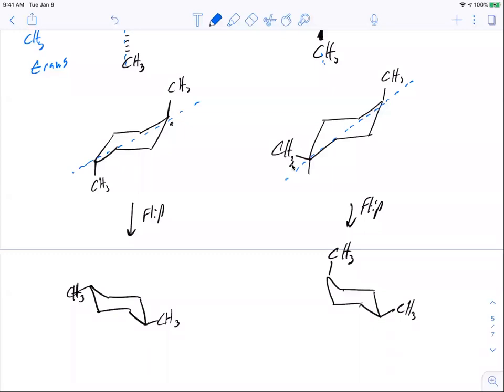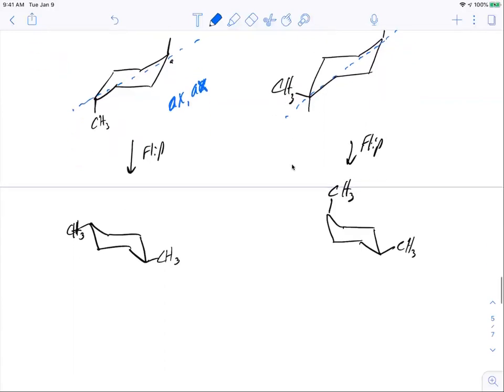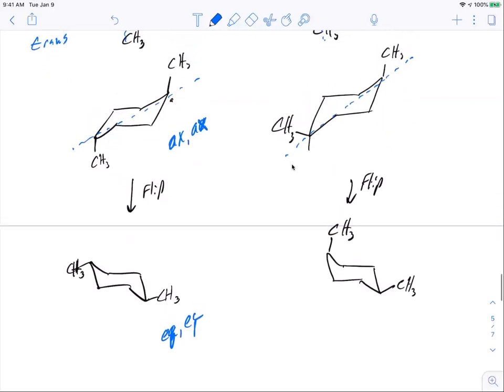Okay, so let's label these as far as where their substituents are. The first one, we have an axial, right? They're both in the axial position. When we flip it, now they're both in the equatorial position. Which of these two conformations is going to be the most stable? The equatorial, right? That's the most stable.